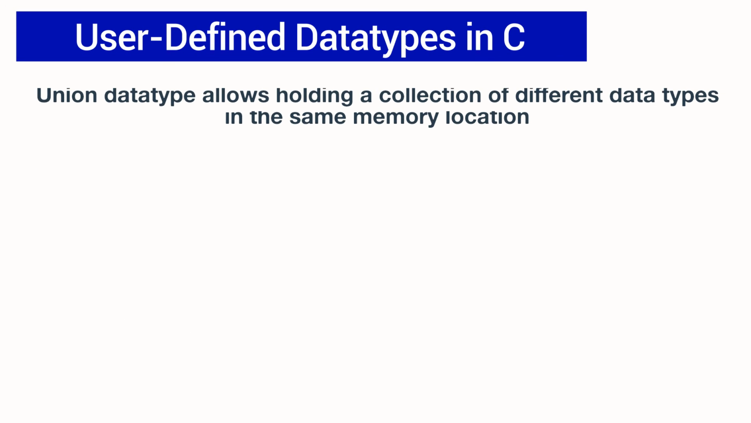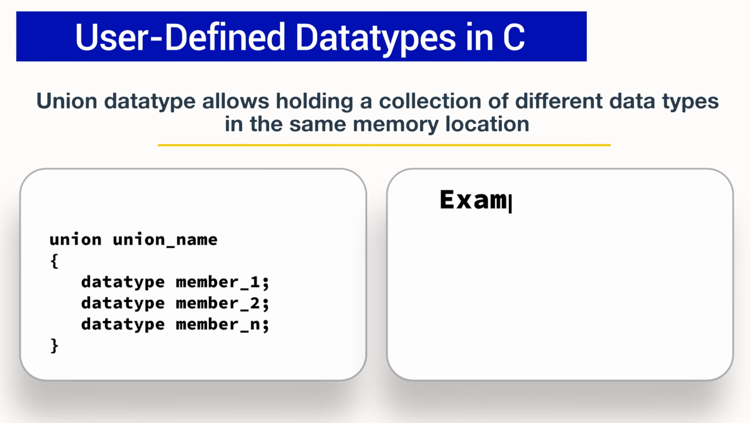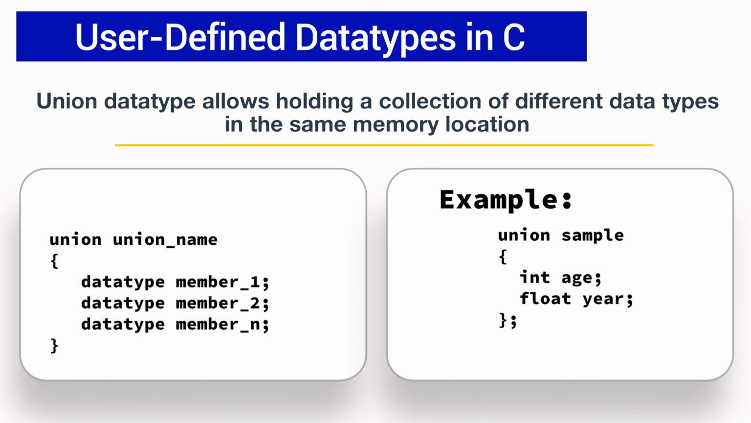And finally, we have a union data type that holds different data type elements in the same memory location. In the following example, union is a keyword, followed by the union name and then the variable list.